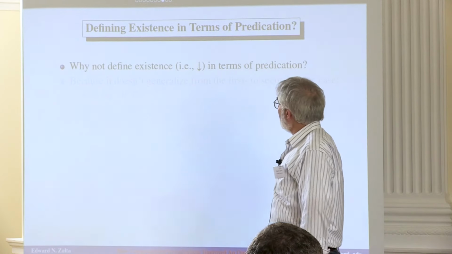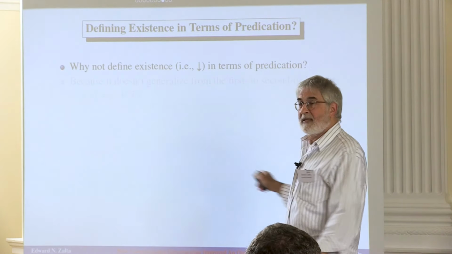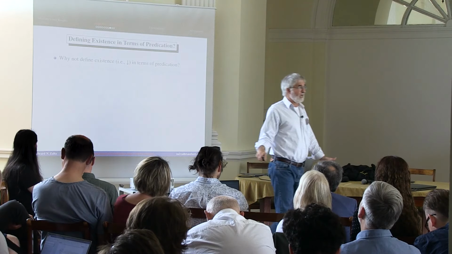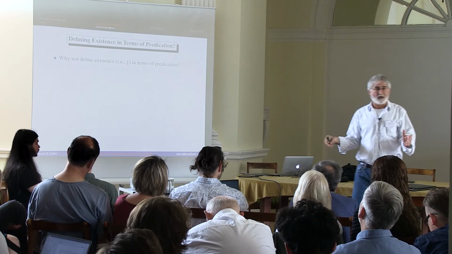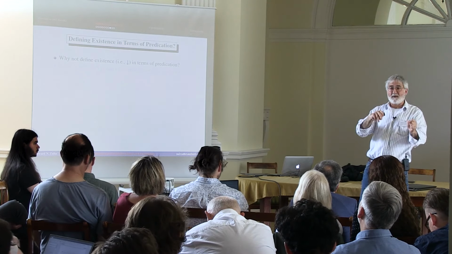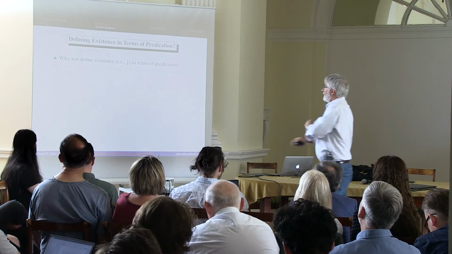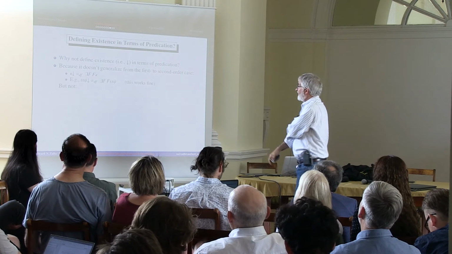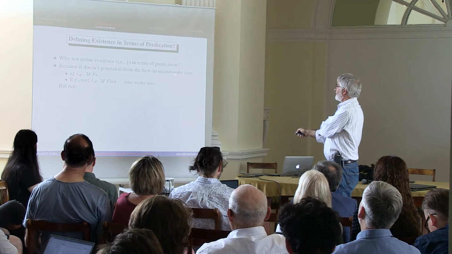But then I asked myself, why didn't they define existence in terms of predication? After all, predication is deeper than identity because we've defined identity in terms of predication. Well, the reason I realized was this. It doesn't generalize from the first to the second order case.